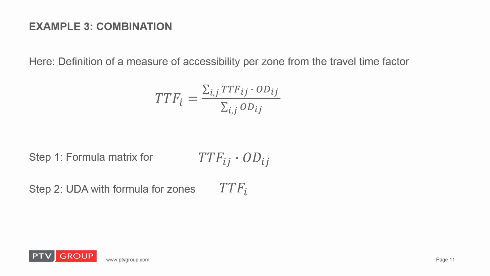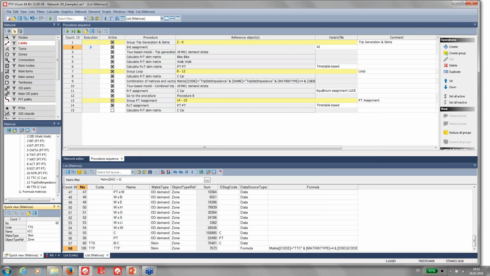So in the next example, we combine the two, meaning that we use a formula attribute as well as a formula matrix to define an accessibility measure per origin zone using our travel time factor. To do this, we multiply the travel time factor with the demand matrix, in the numerator. And for the calculation of the accessibility measure, we use then a user-defined formula attribute. So again, I will show that in our example.